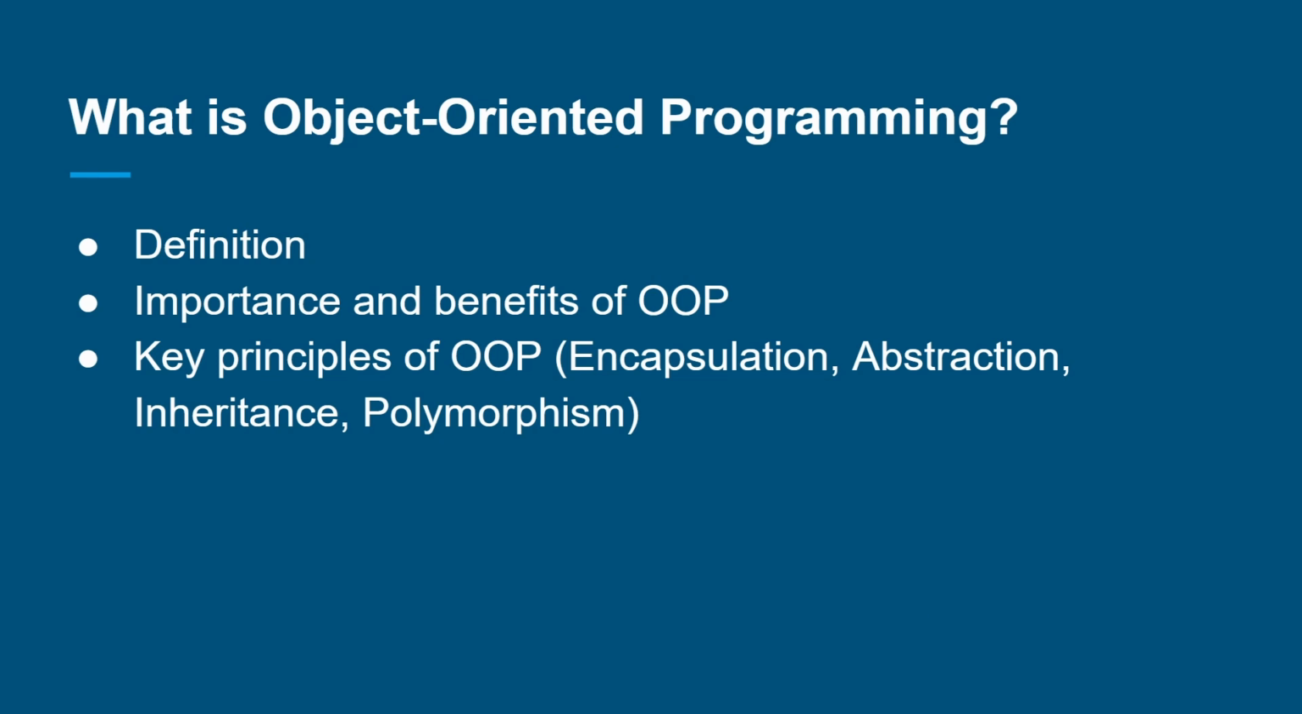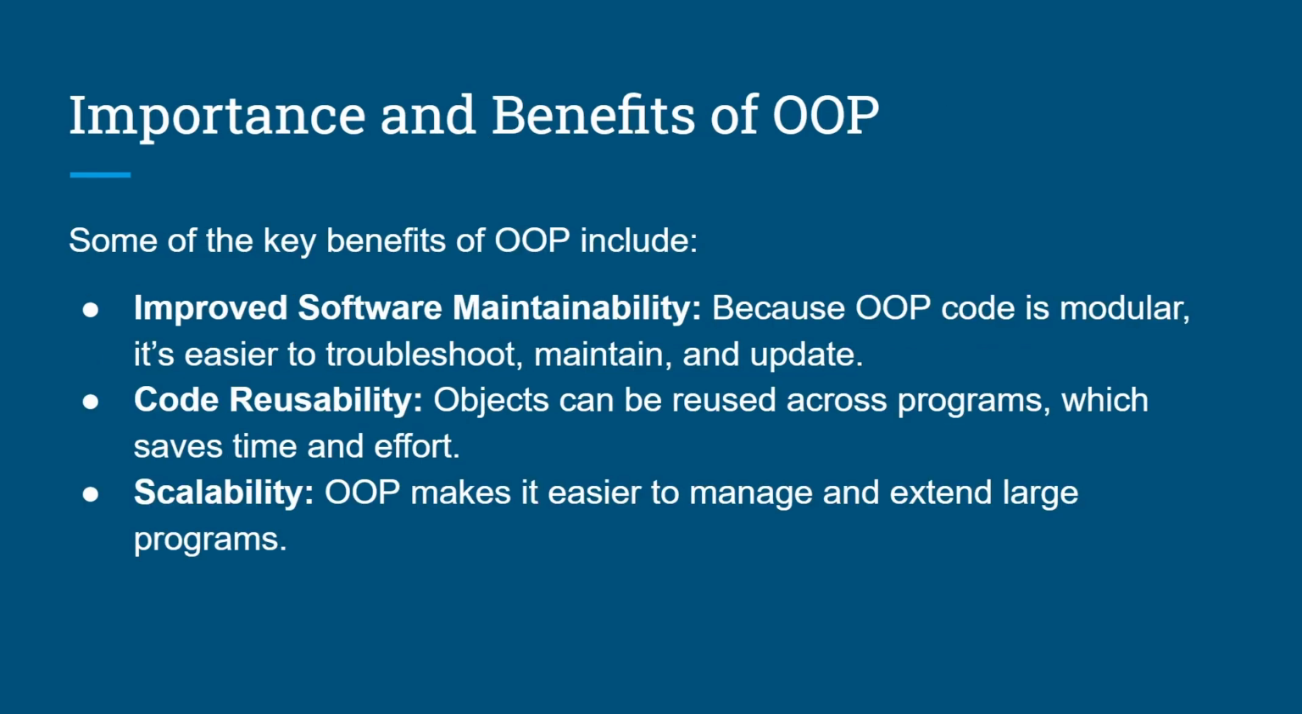OOP is a programming paradigm that uses objects to design applications and programs. An object is a self-contained component that contains attributes and the methods needed to make a certain type of data useful. Now, why is OOP important?